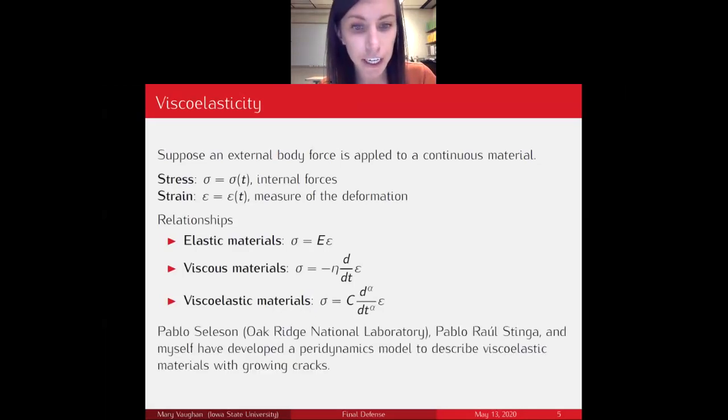After an internship at Oak Ridge National Lab, my mentor at the lab, Pablo Salazar, my advisor and myself developed a peridynamic model using fractional derivatives to describe viscoelastic materials with growing cracks. We want to do analysis on this model, and some of the theory that we develop in this dissertation will be used to analyze these models in the future. But this project is beyond the scope of this dissertation, so I'm not going to talk about that any further.